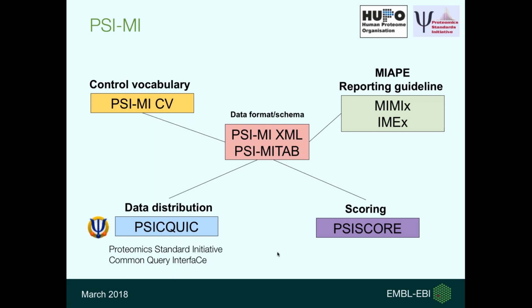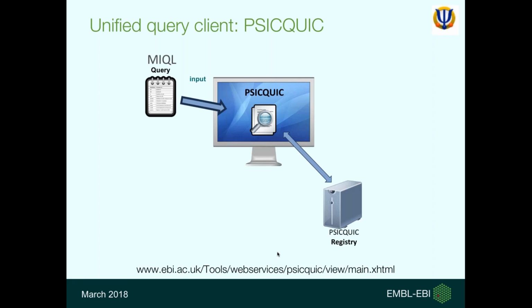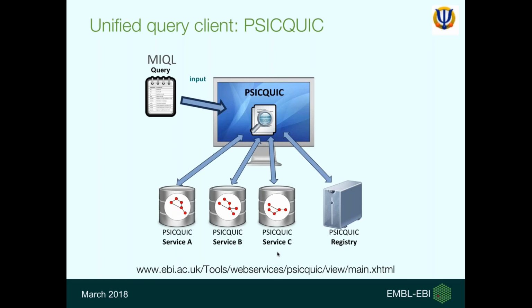PSICQUIC stands for Proteomics Standards Initiative Common Query Interface, and other than IntAct, PSICQUIC is a unique hit in Google. What does PSICQUIC do? PSICQUIC takes the user query. This can be a single gene name or protein accession number, or a complex MIQL query. It queries the registry for the location and availability of the partner databases before it goes to the databases and actually captures and retrieves all the relevant data. And then it provides both a tabular and a graphical output to the user.